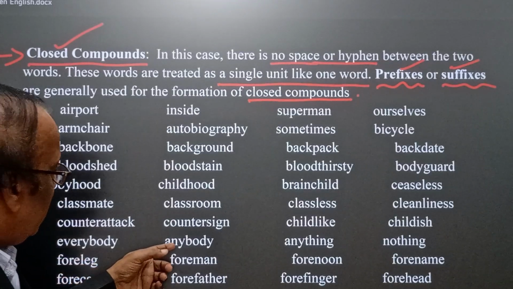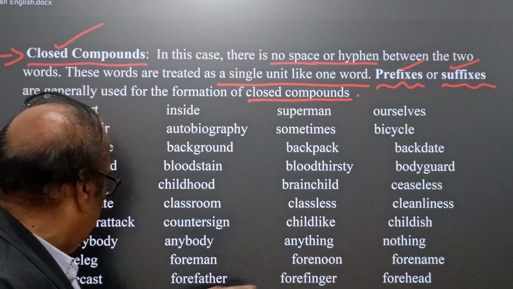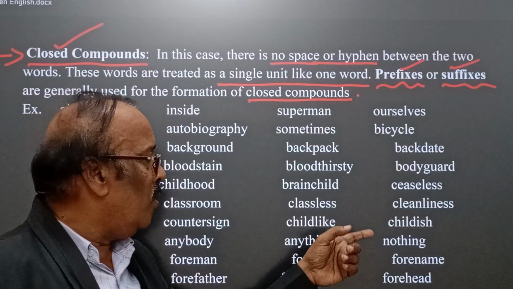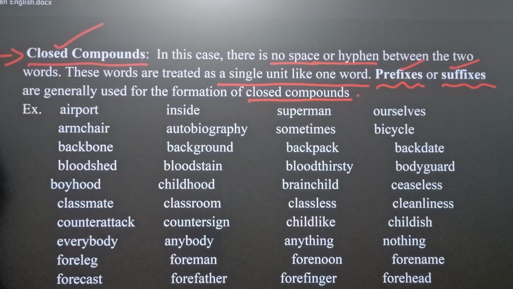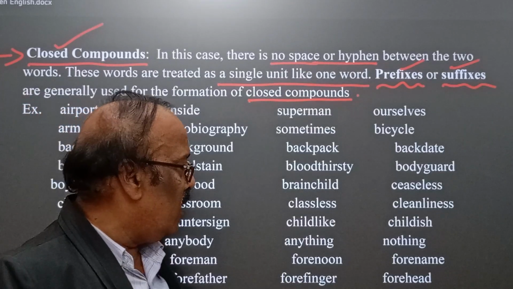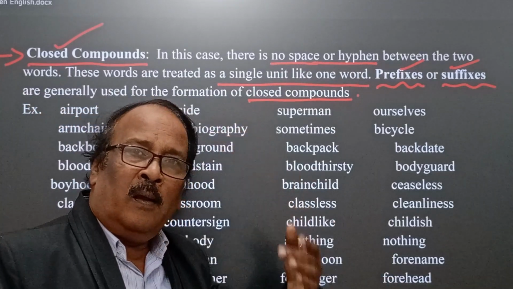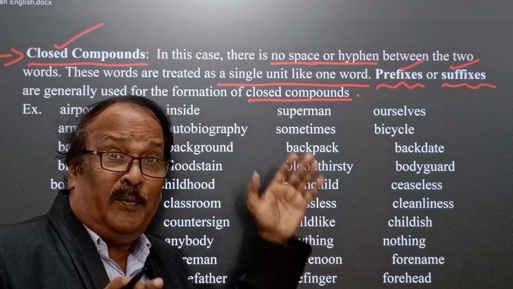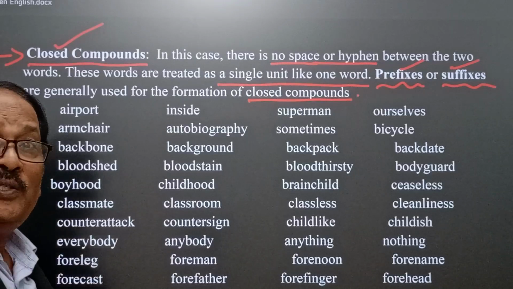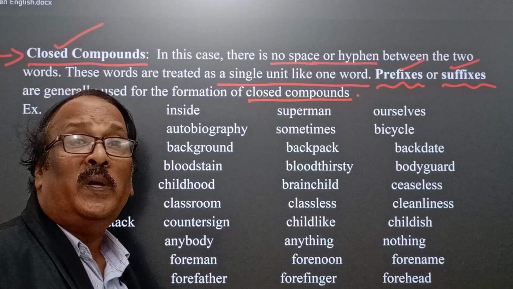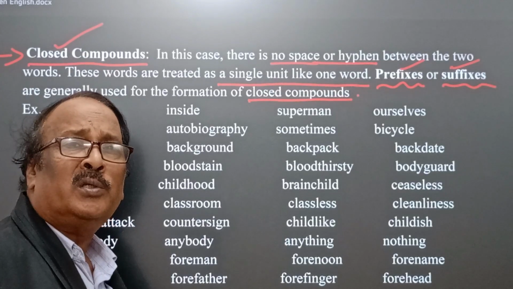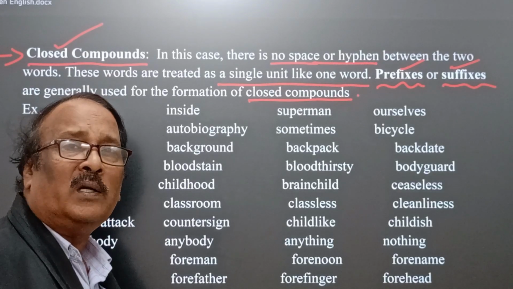Everybody, anybody, anything, nothing, and like a poor man, poor name, poor caste, poor father, poor finger, poor head. These are closed compounds, because we find no space in the two words used in such closed compound words.